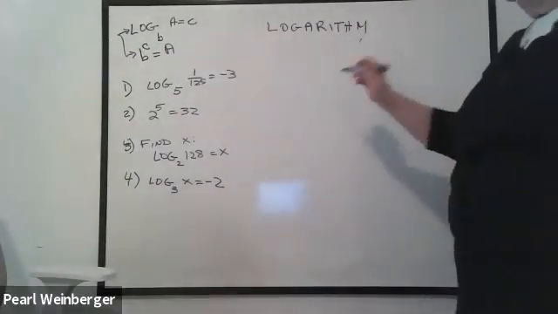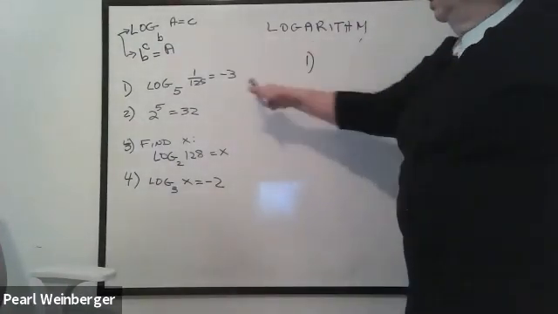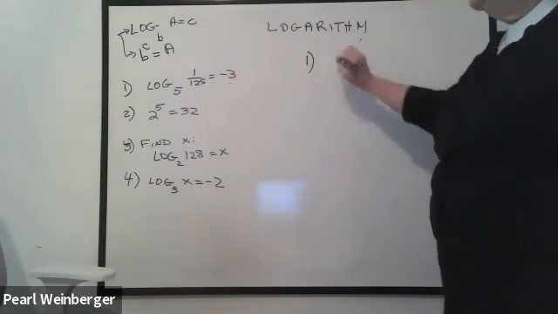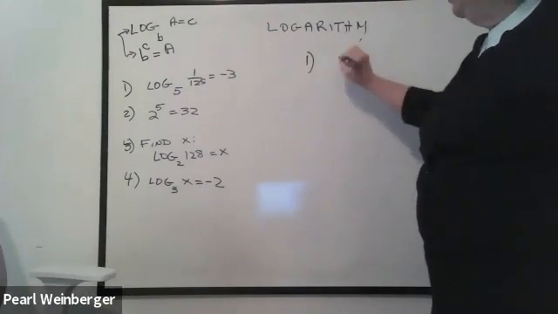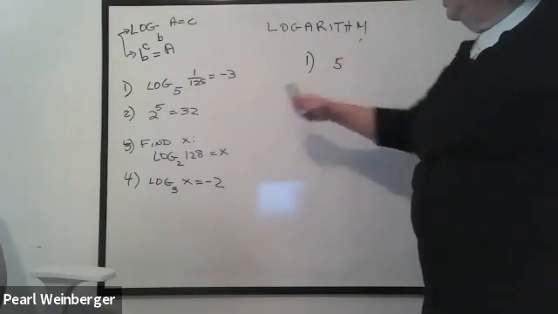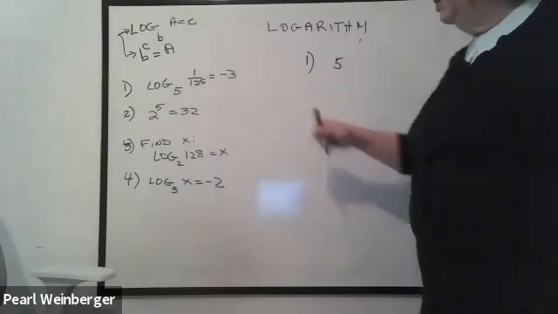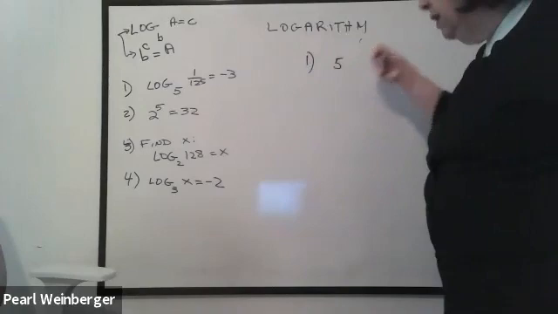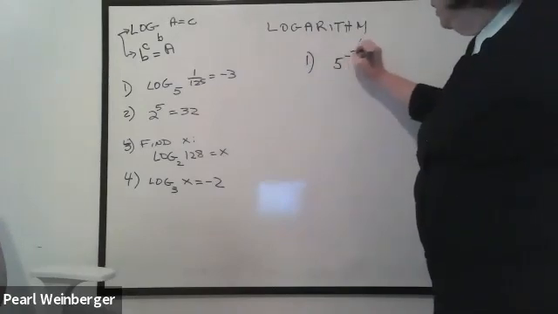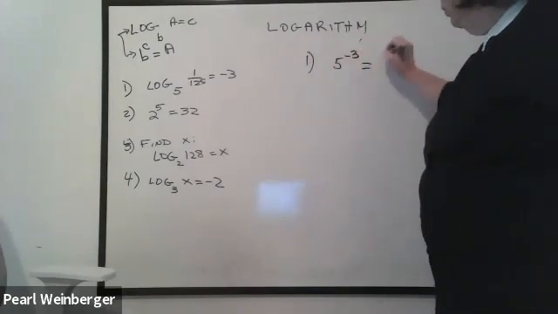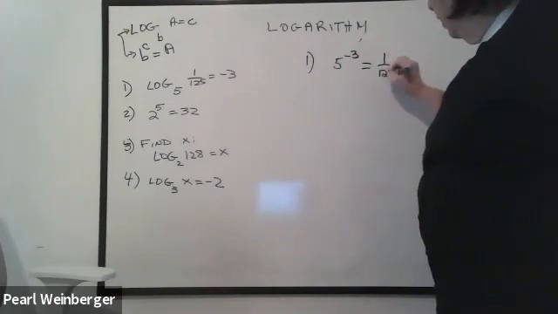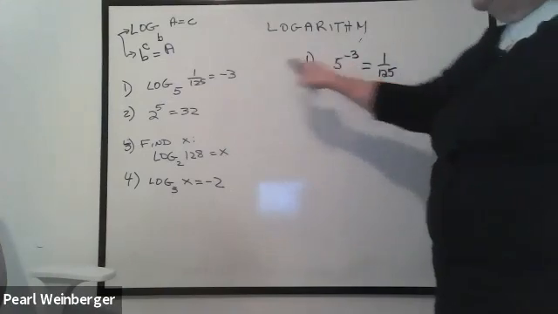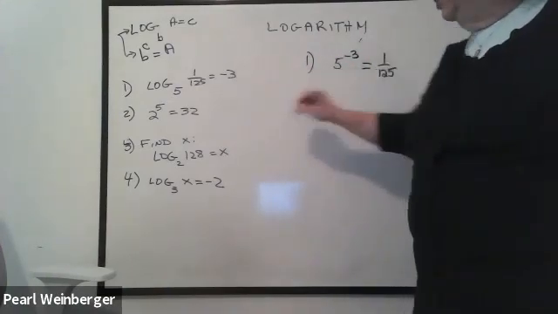Okay, so number one, we wanted to switch this from the log format to the exponential. So we know our base is 5. Our exponent is the number that's on the other side of the equal sign. The log is the exponent. Exponent equals. So my exponent is -3, and that equals 1 over 125. So that would be the exponential format of this logarithmic equation.